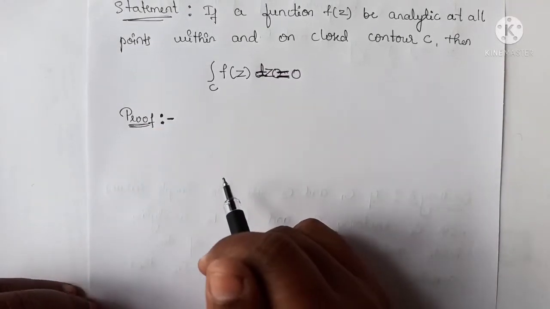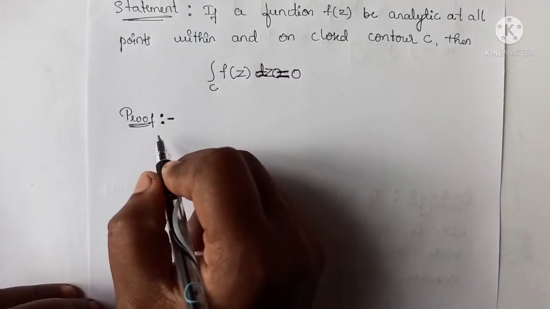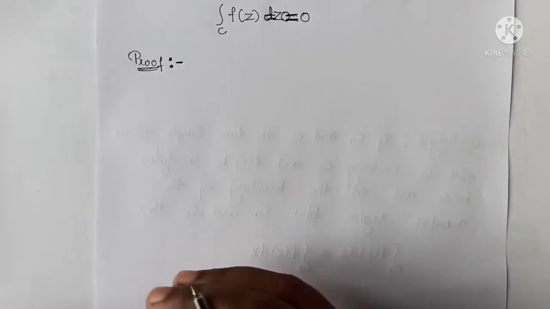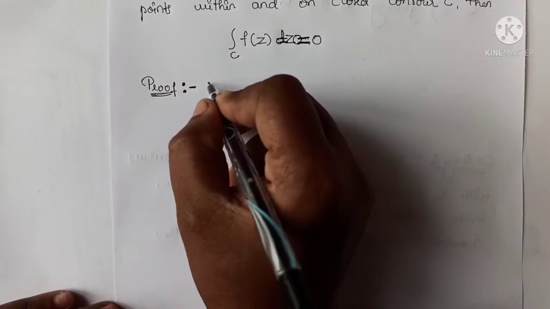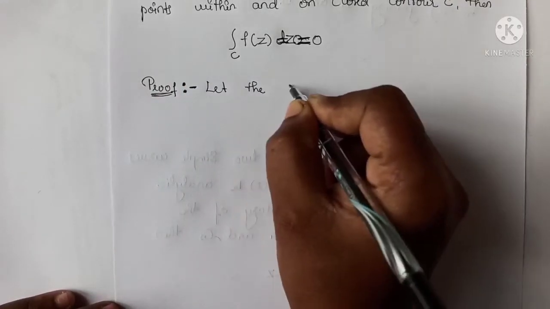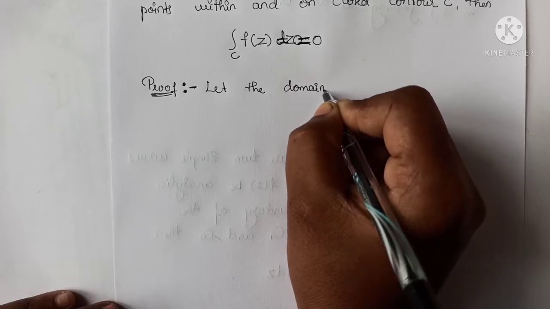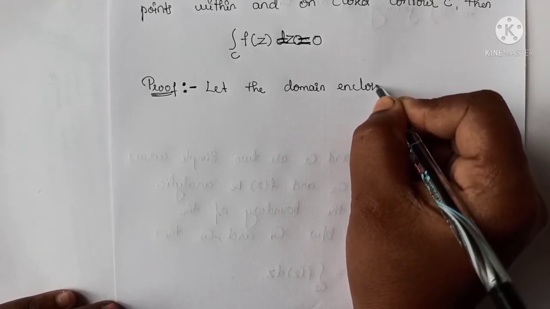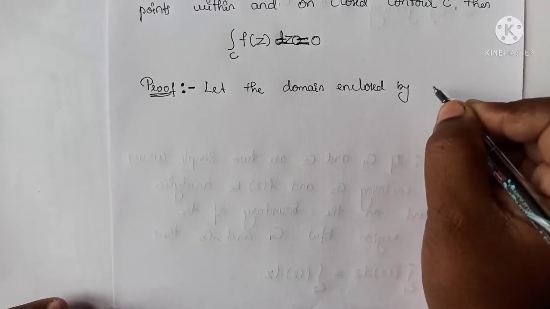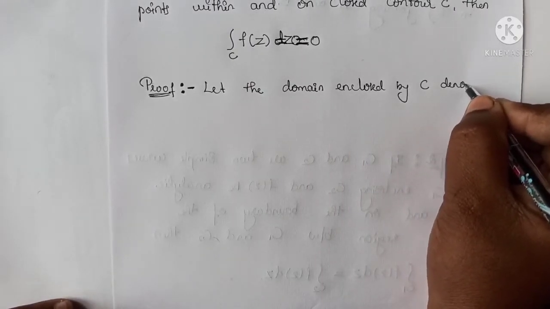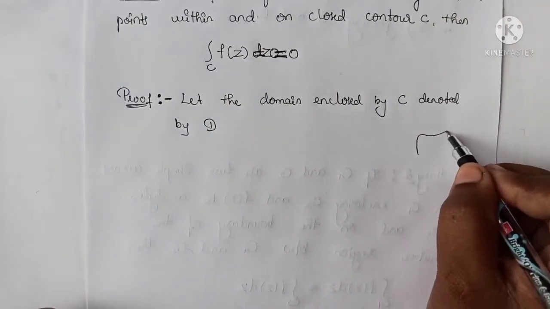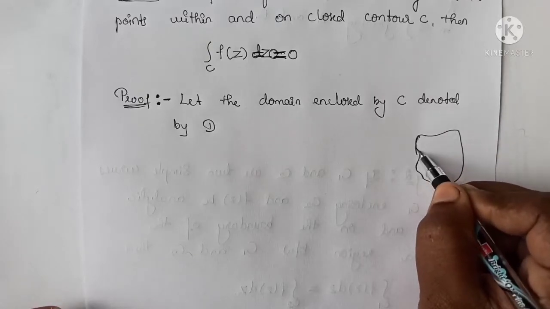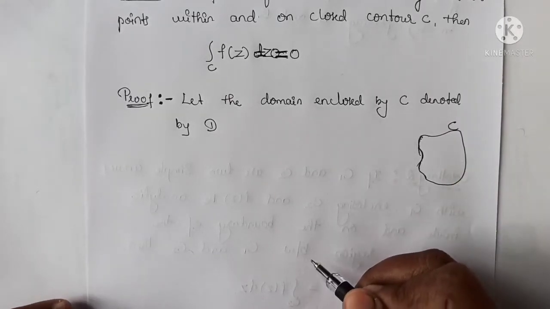Proof. We prove this theorem by using Green's theorem. Let the domain enclosed by C be denoted by D. So let us consider a random closed curve. You may consider any closed curve. This is denoted by C.